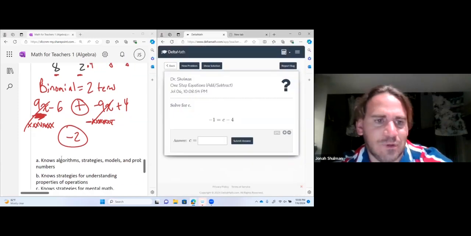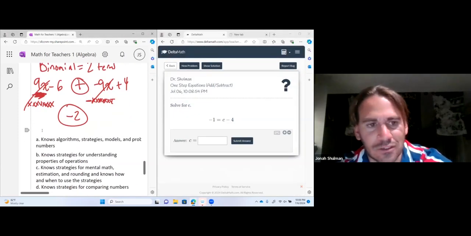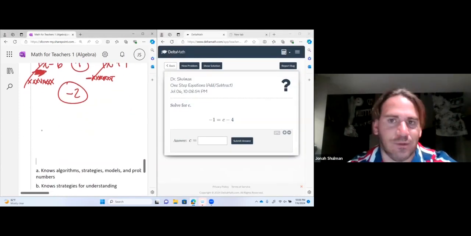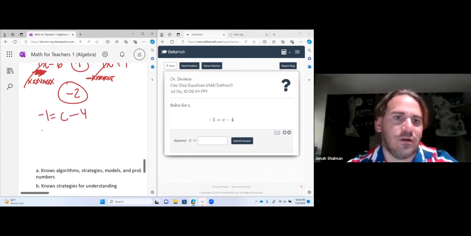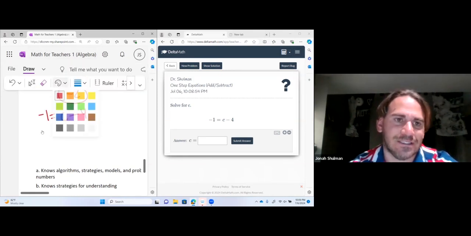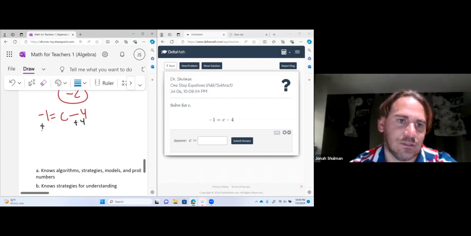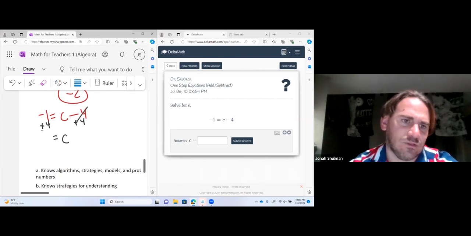Now I got a one-step equation for us. I know it's a little bit of algebra, but might as well. So here we go. Negative 1 equals c minus 4. Our whole job is just to get this thing alone. So we're going to add the 4 to both sides. So that's the opposite. Our whole goal is to get c by itself. So c equals 3. But we're going to write it this way.